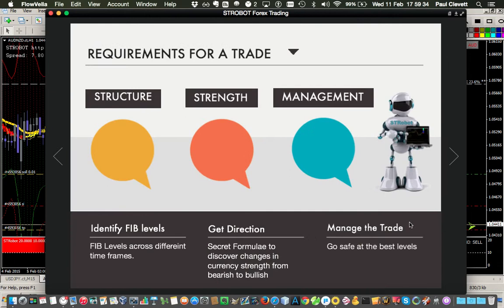So STRobot works on the theory that we need three things to have a good trade. The first thing we need is structure, then we need strength, and then we need management. And we need to manage our trades. So for instance, our structure comes from fib levels, which is Fibonacci ratios. We'll talk about that in a minute. Our direction comes from a secret formula, which gives us strength in trades, and we can tell when there's flatness in the market, and I'll show you a bit of congestion and how that works. And then management of the trade itself, and what happens when you're in the trade, because that's just as important.